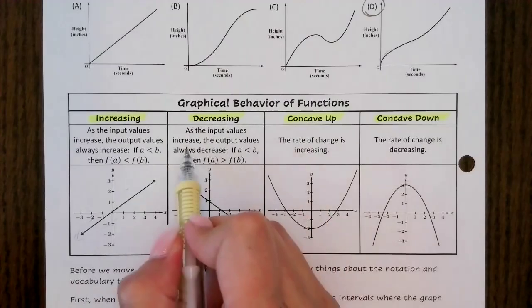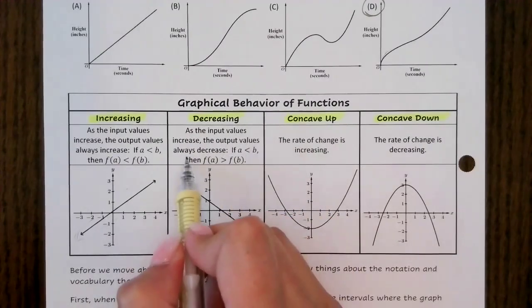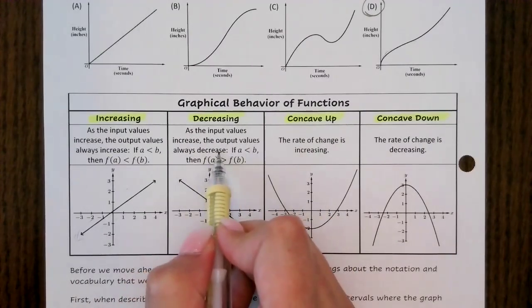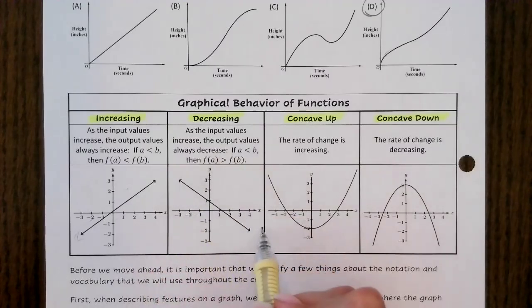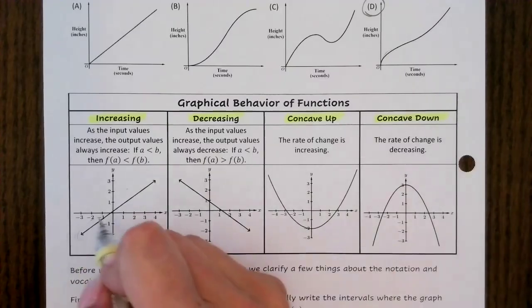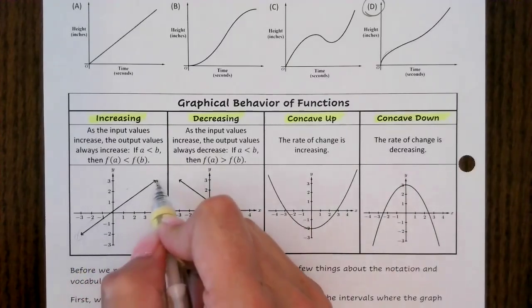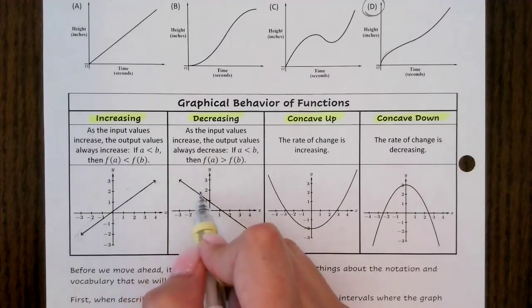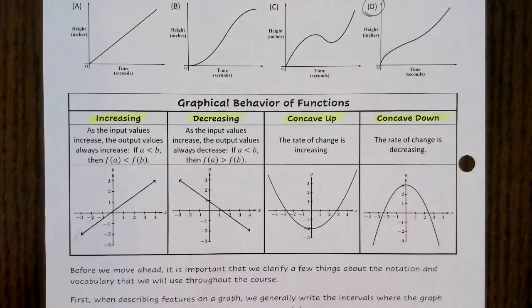As the input values increase, the output values always decrease. In this case, we see this is decreasing. We've got that negative slope. So increasing, it is going up from left to right. Decreasing, it is going down from left to right.